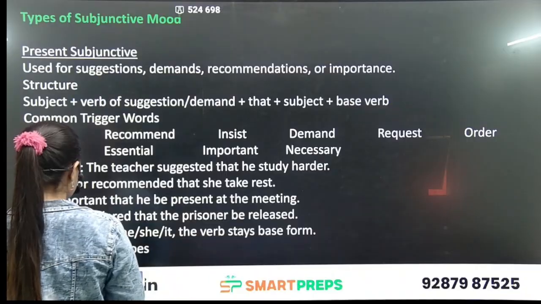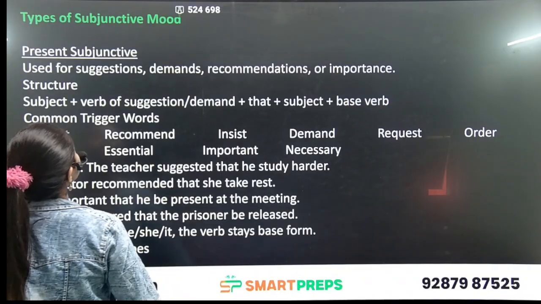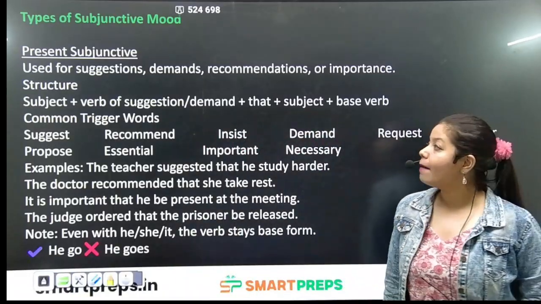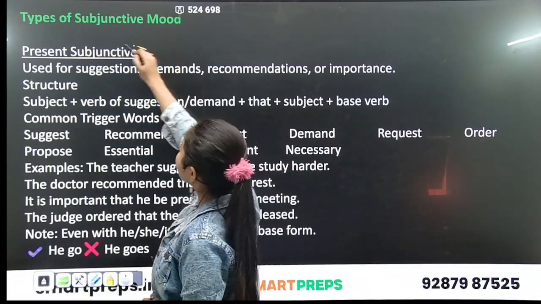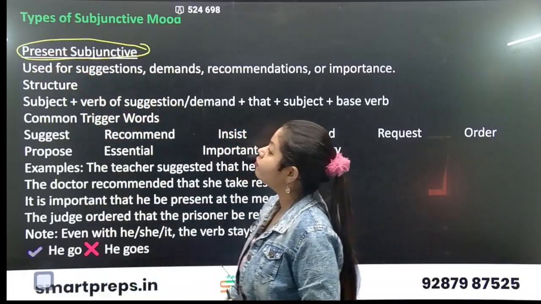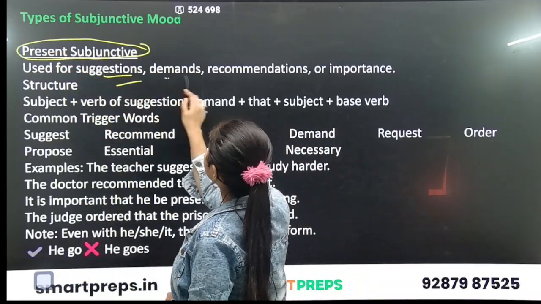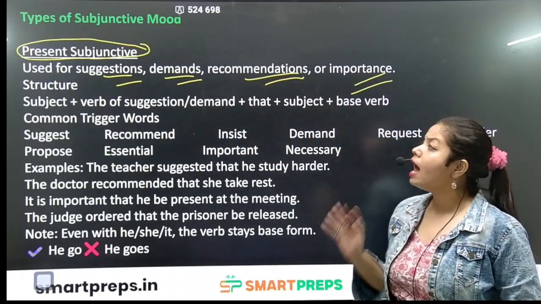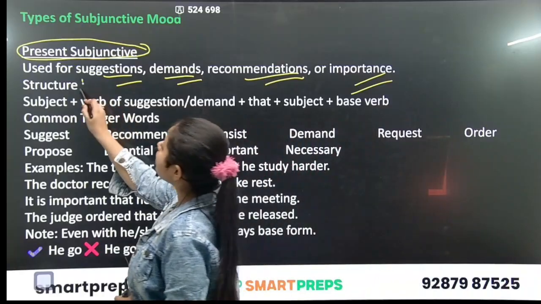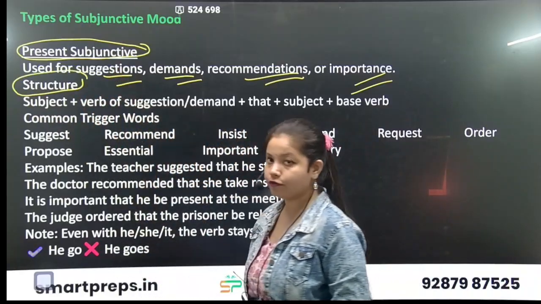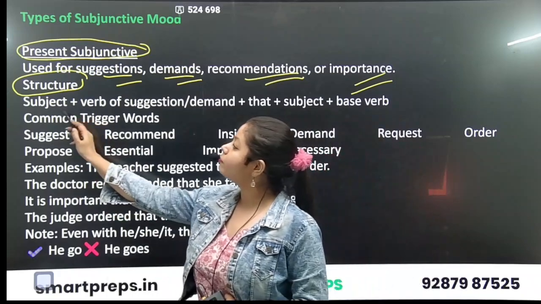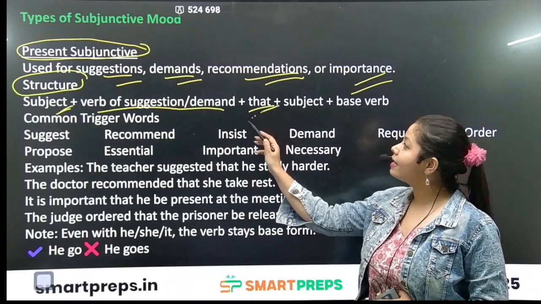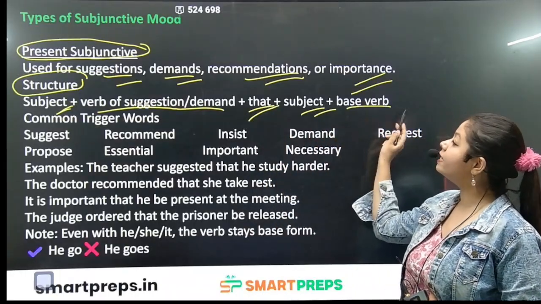Let's understand there are various types of subjunctive mood. First type is present subjunctive, which is used for suggestions, demands, recommendations, or importance. Now let's understand the structure of the present subjunctive. The structure will be subject plus the verb of suggestion or demand plus that plus subject plus the base verb.